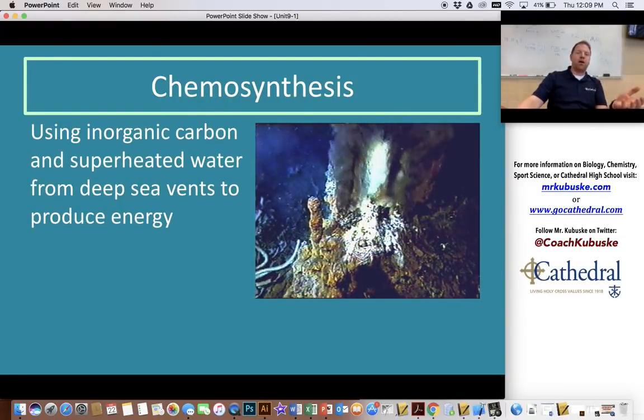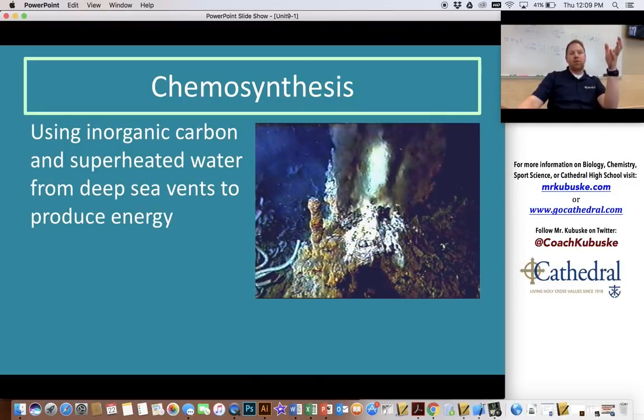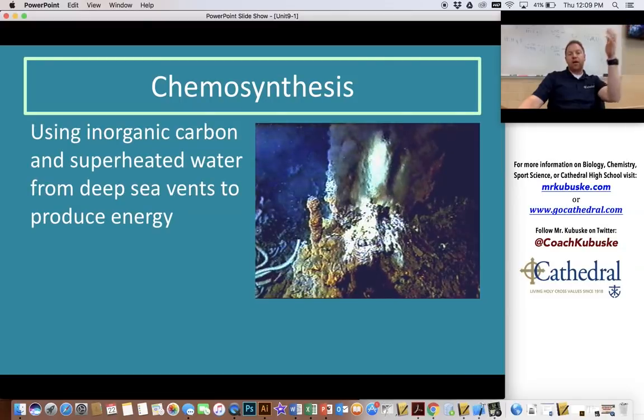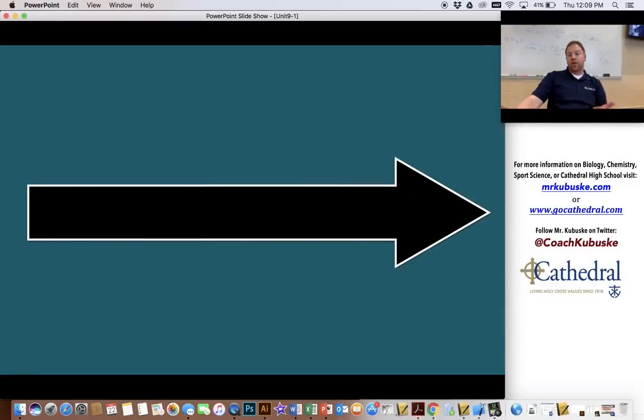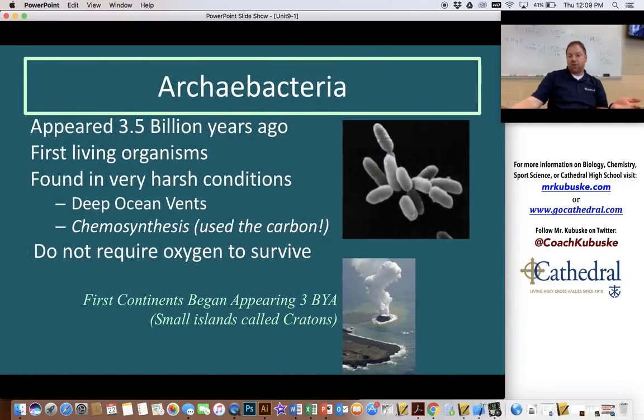The same type of process, but instead of carbon from carbon dioxide and energy from the sun, they're using energy from the deep sea vents and the inorganic carbons coming out of these deep sea vents in order to produce their energy. So they basically have the place to themselves for a while.